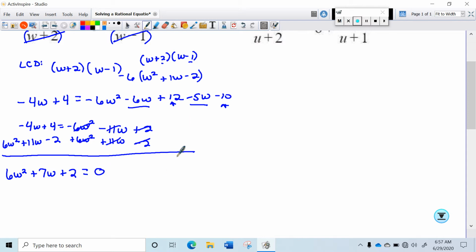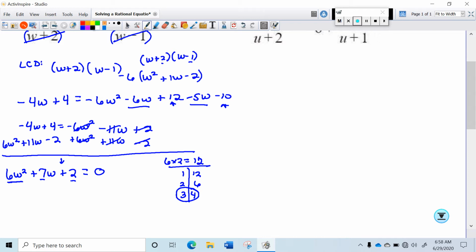So now you have a quadratic term, which means you have to factor it. Now this has a number in front of the squared term, so we have to use the AC method of factoring. So here's what I do. I multiply the first and the last, so 6 times 2 equals 12. I want the factors of 12 that when I add them equals 7. So 12 divided by 1 is 12, 12 divided by 2 is 6, 12 divided by 3 is 4. That adds up to 7. So that's the correct combination.